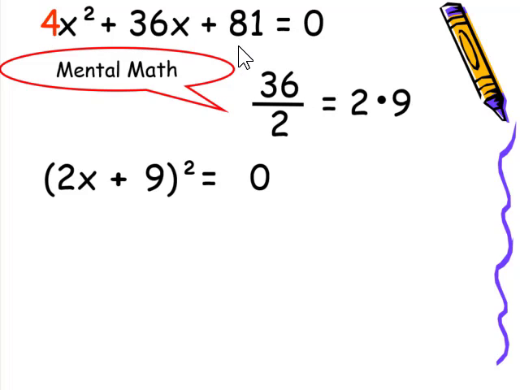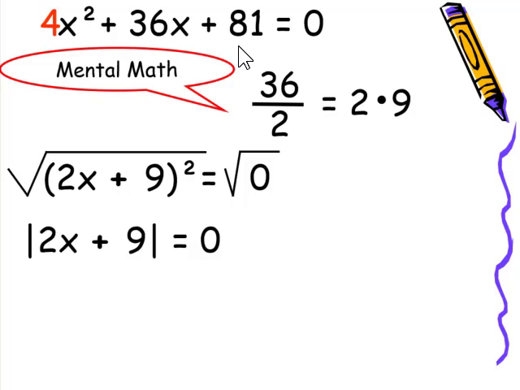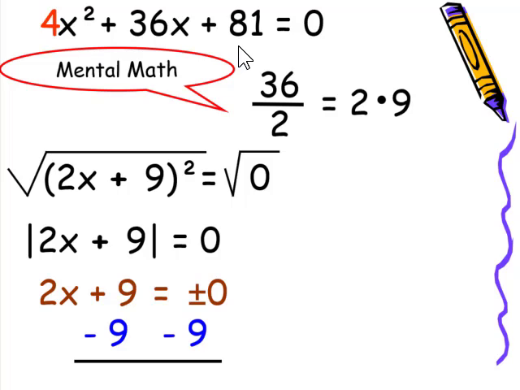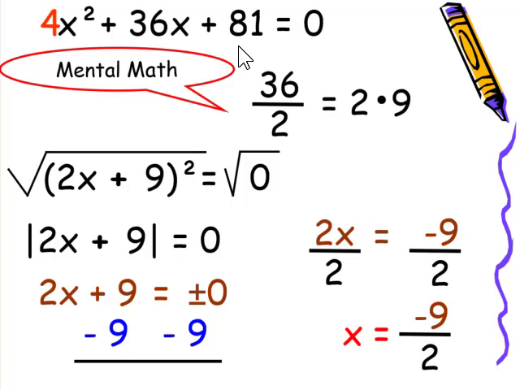So we have 2x plus 9 squared is equal to 0. Take the square root of both sides. We are left with the absolute value of 2x plus 9 equals 0. So then 2x plus 9 equals plus or minus 0. Subtract 9 from both sides. We are left with 2x equals negative 9. Divide both sides by 2. X is equal to negative 9 over 2.